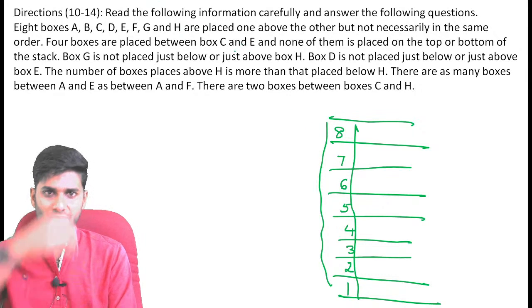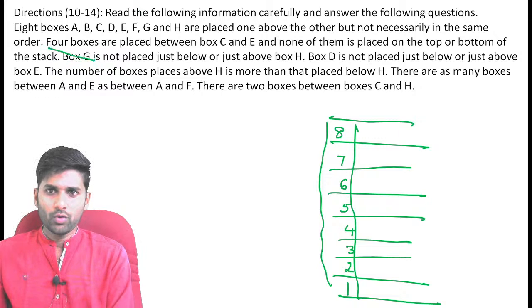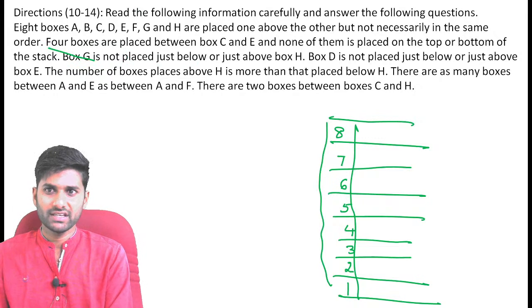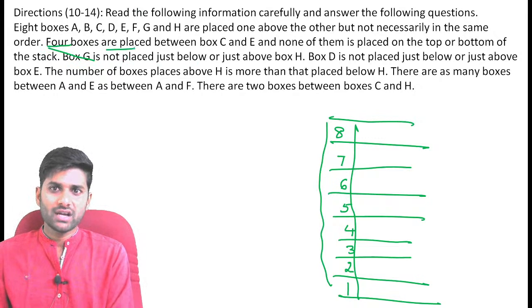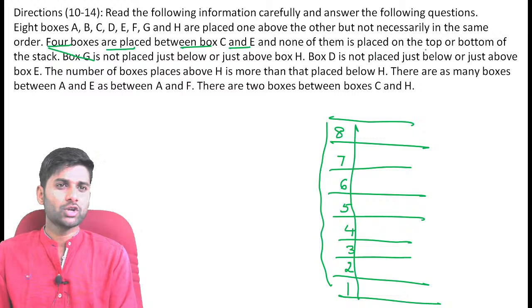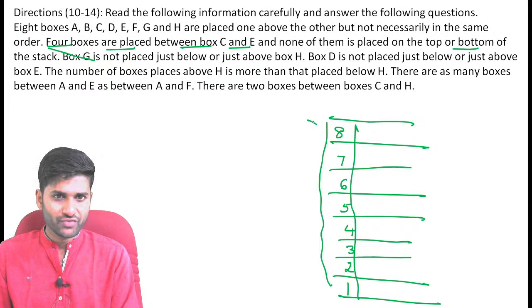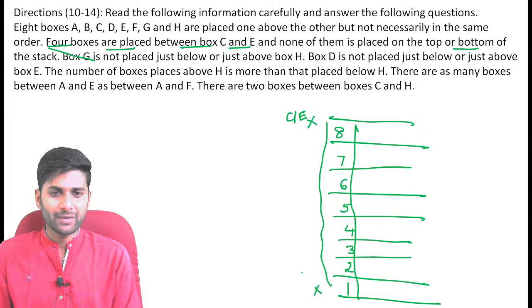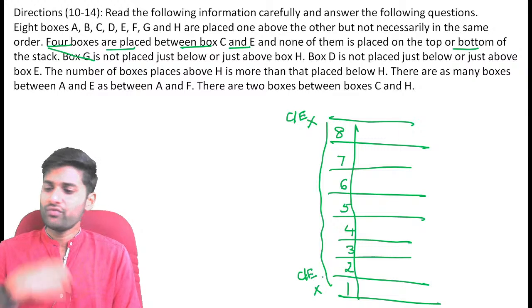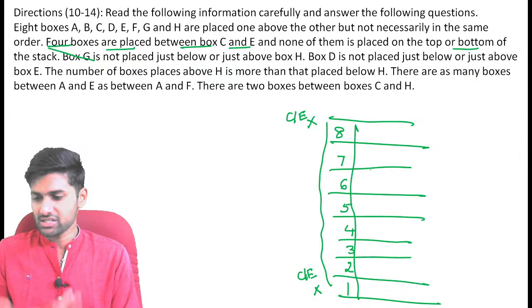Okay, see the first information. See guys, 4 boxes are placed between box C and E. So 4 boxes between C and E, none of them placed on the top or bottom of the stack. So we can't place C and E in these two positions. If you take it as a negative mark, it means we can't place C and E in those two. Now we have the chances: C and E can be placed either at 2 or 7. That is the only chance.